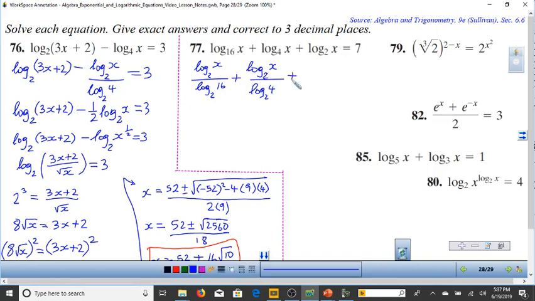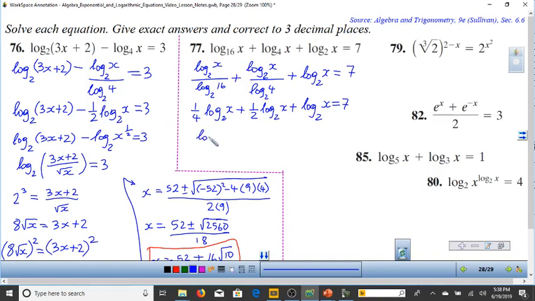And then plus log base 2 of x equal to 7. Now, this here is 4 and that's 2. So really I'm doing a 1/4 log base 2 of x plus half log base 2 of x plus log base 2 of x is equal to 7. Multiply all sides by 4 to get rid of the fractions.